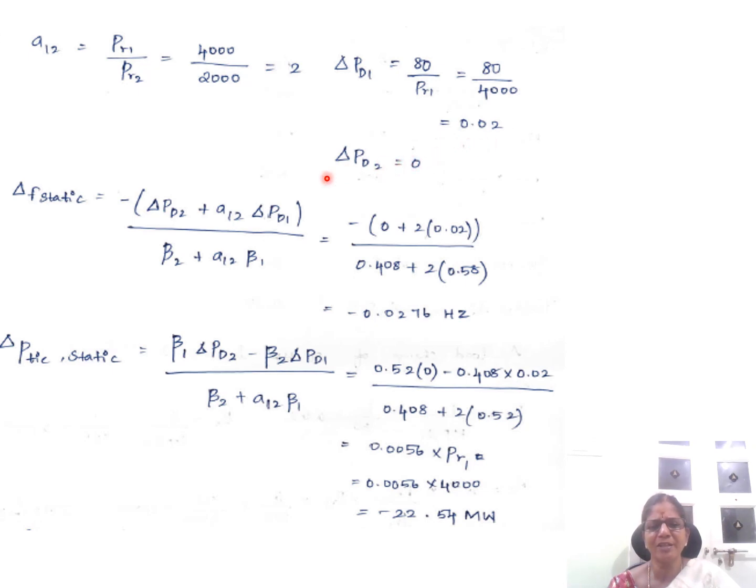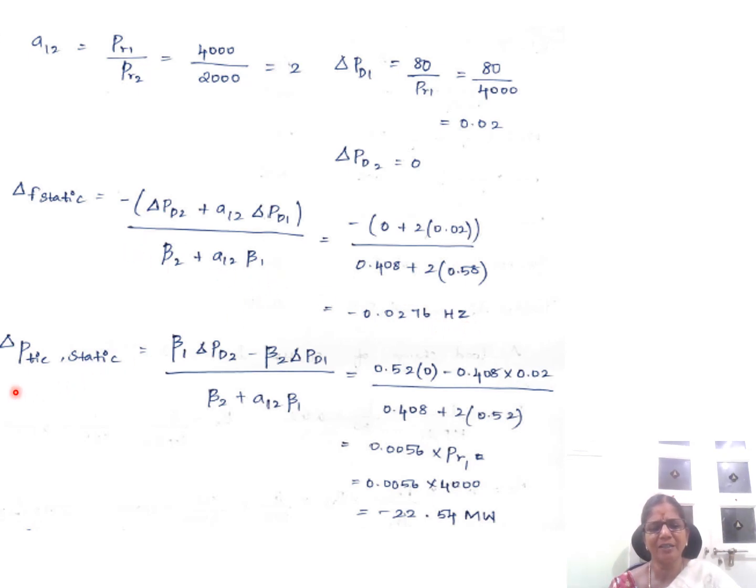The load change in area 2 was not mentioned in the question, so we have taken it as 0. The formula for delta F static is equal to minus of, within brackets, delta PD2 plus A12 into delta PD1, divided by beta 2 plus A12 into beta 1. I have substituted all the values, and after simplification, my answer is minus 0.0276 Hertz. That is the delta F static frequency.